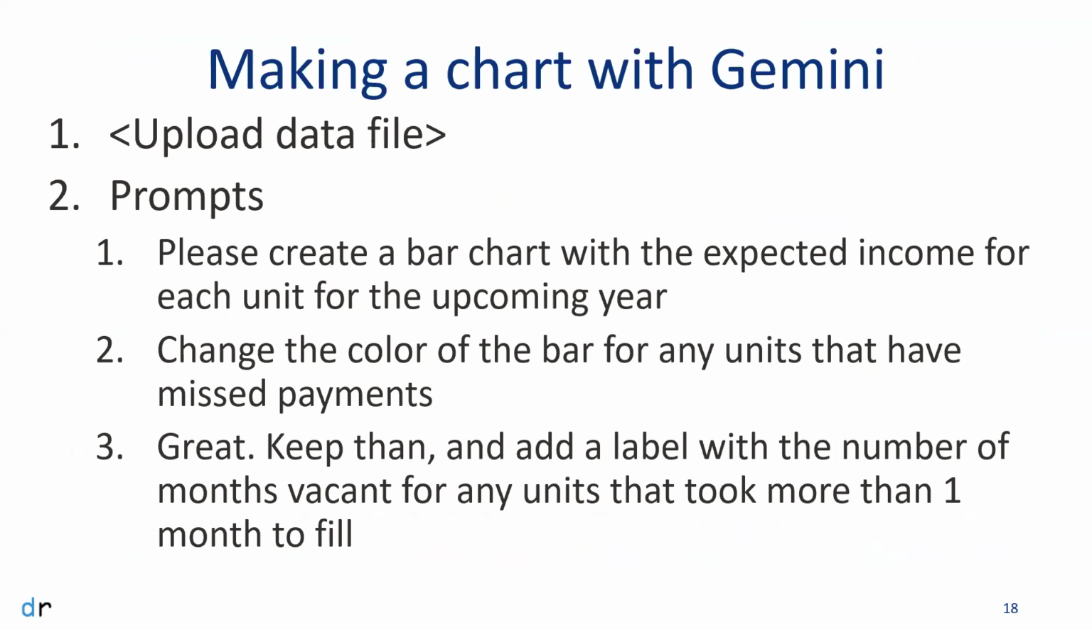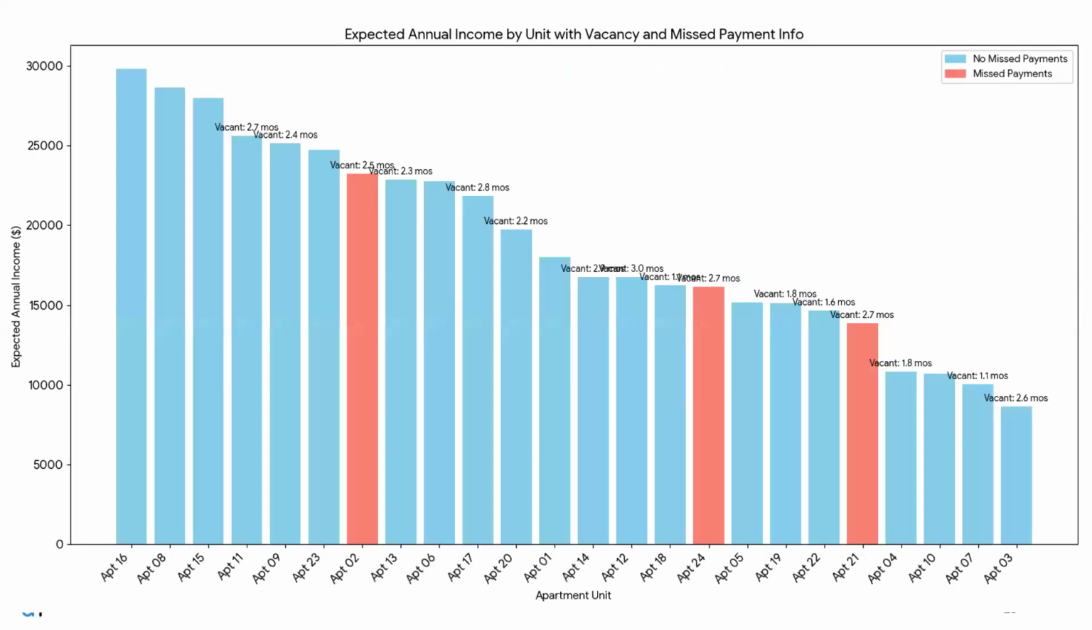So I like pushing these things till they break. And as long as I've fulfilled my main purpose, I go back to the one before they break and use that one. When I was doing this with Gemini, it broke on this third step. I said, okay, great. Let's add a label to each of these bars with the number of months vacant for any units that took more than 1 month to fill. If a unit was harder to rent for whatever reason, it's hard to show that qualitative information on the chart, but I have a number that tells me which ones were longer.